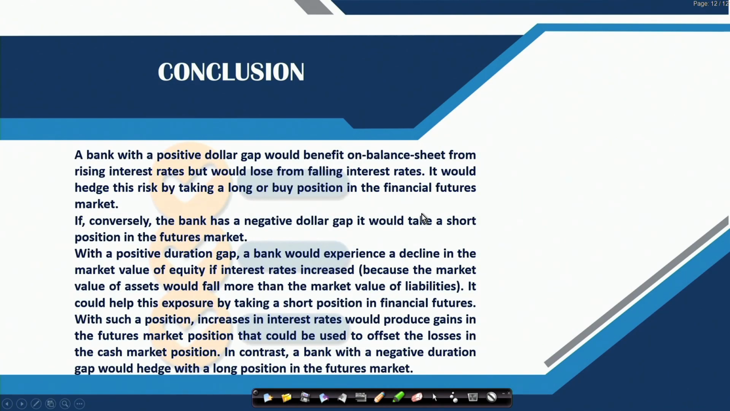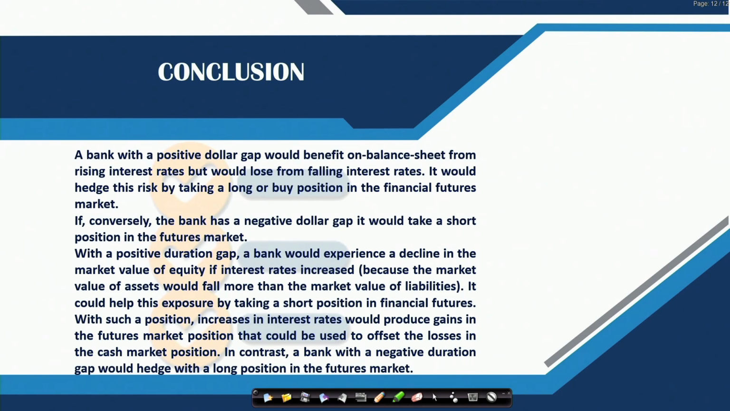So, coming back to the conclusion, the bank with a positive dollar gap always gets the benefit whenever the interest rate rises, but if there is a possibility of the interest rate declining, then it should hedge the risk by taking a long position in the financial futures market. If the bank has a negative dollar gap, then they can go for a short position in the futures market, or they can take the help of short hedging.